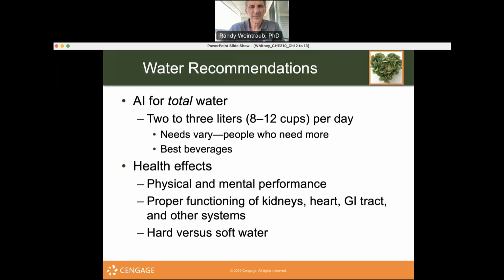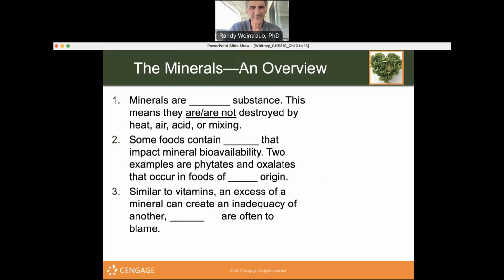Hard water would include more minerals, which most of the time is good. That means calcium and magnesium, phosphates. On the other hand, it's not good for washing.